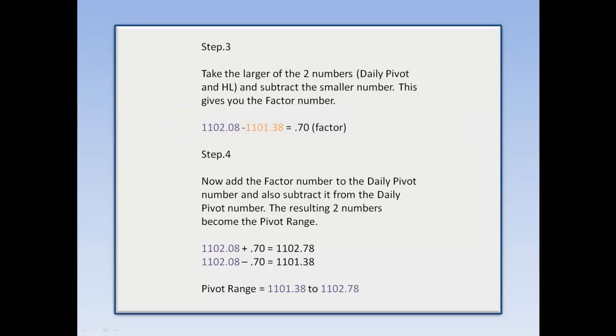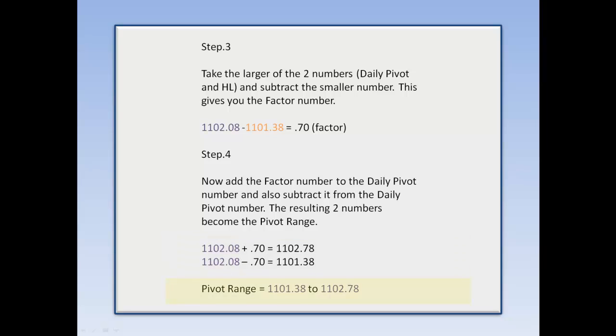So now step 4 is we're going to add that factor number to the daily pivot number, and we're also going to subtract it from the daily pivot number. The resulting 2 numbers becomes the pivot range. So the daily pivot plus 70 cents gives us 1102.78. The daily pivot minus 70 cents gives us 1101.38, and that becomes the pivot range.